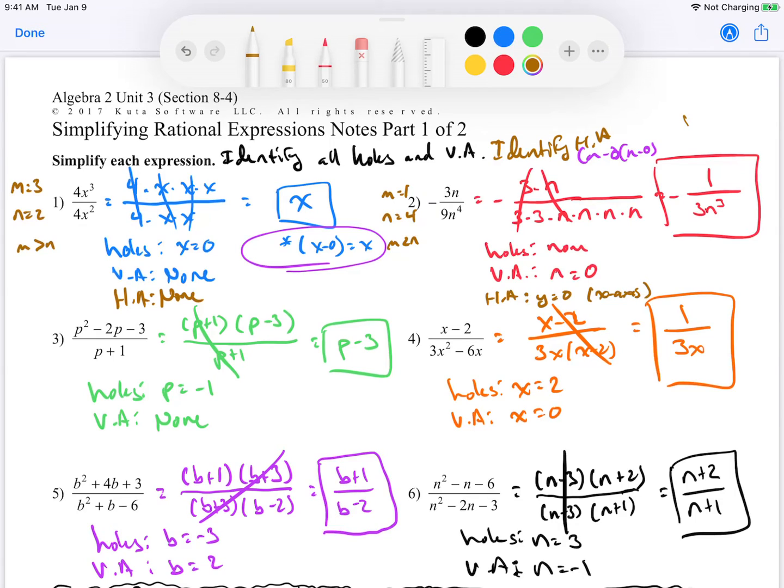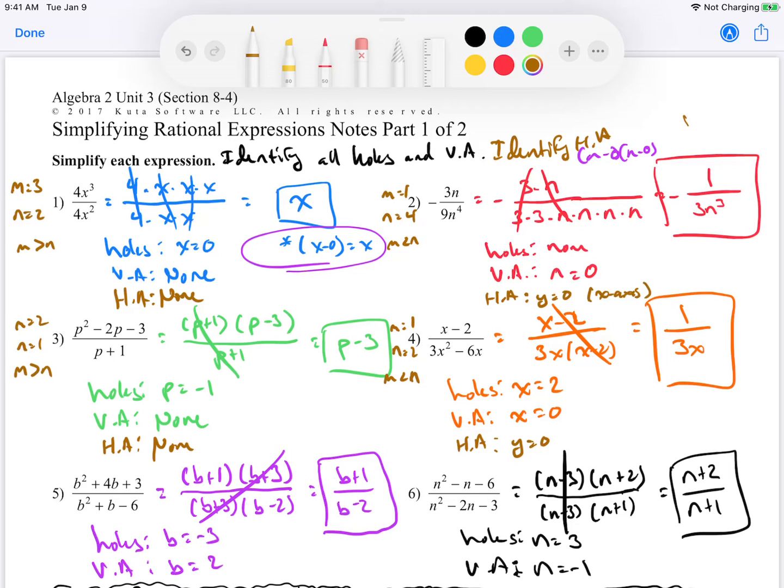For number 3, again, hopefully you start to recognize when we do and we don't have them. We can see that m is equal to 2, n is equal to 1, so we have m is greater than n, so we have no horizontal asymptotes. For number 4, we have m is equal to 1, n is equal to 2, m is less than n, so we do have a horizontal asymptote at y is equal to 0.